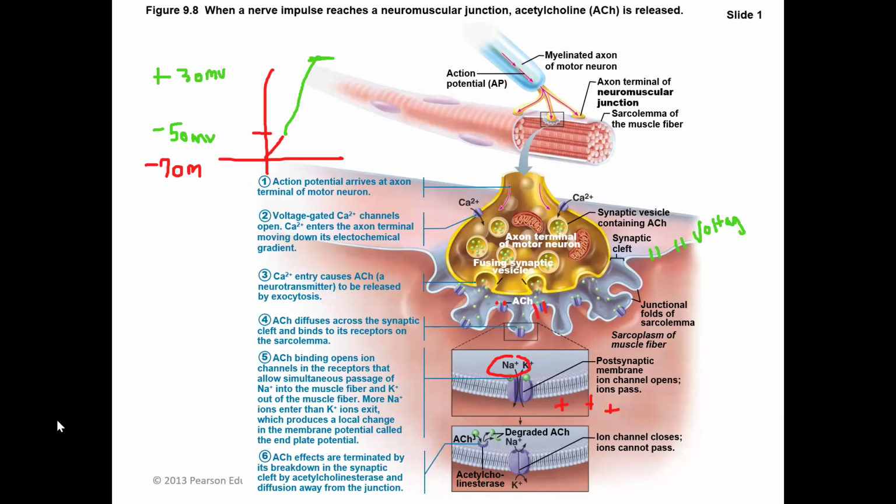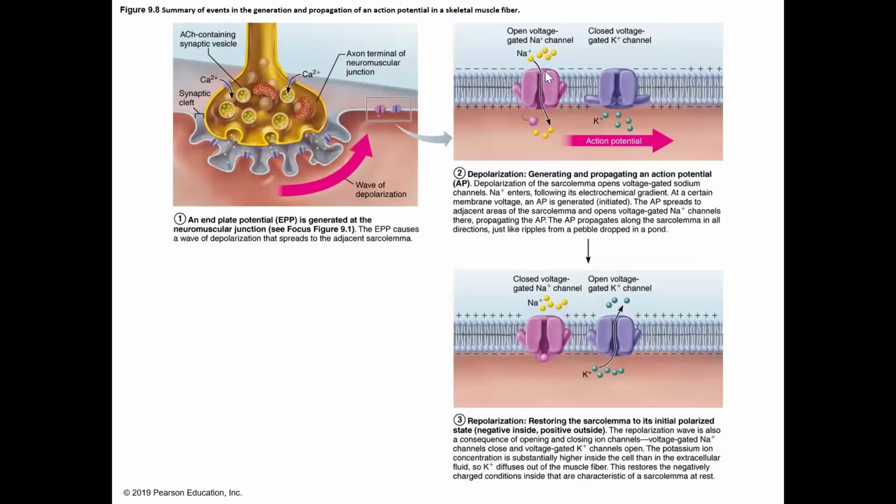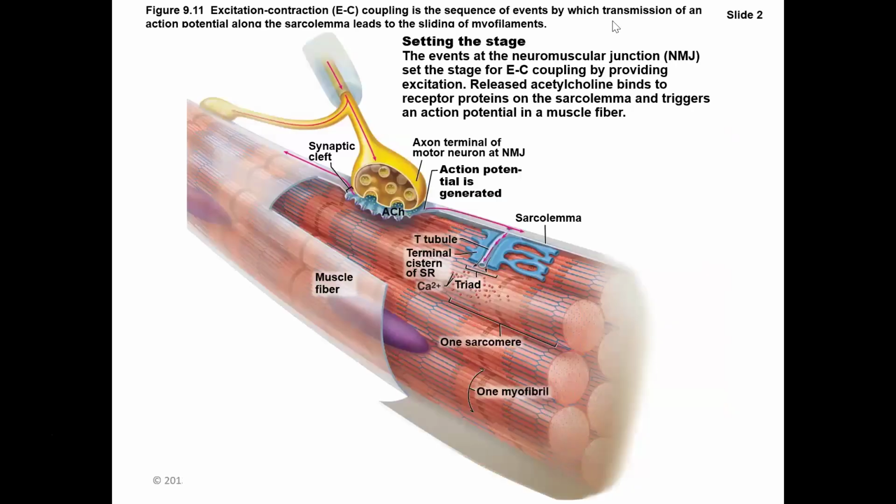All right, so let me jump forward. So here it is showing us that one voltage-gated channel opens. They should all open. It opens, the one next to it will open, the one next to that one will open. And the excitation, the opening up of these channels, will go down the sarcolemma, which is the cell membrane of a muscle cell.